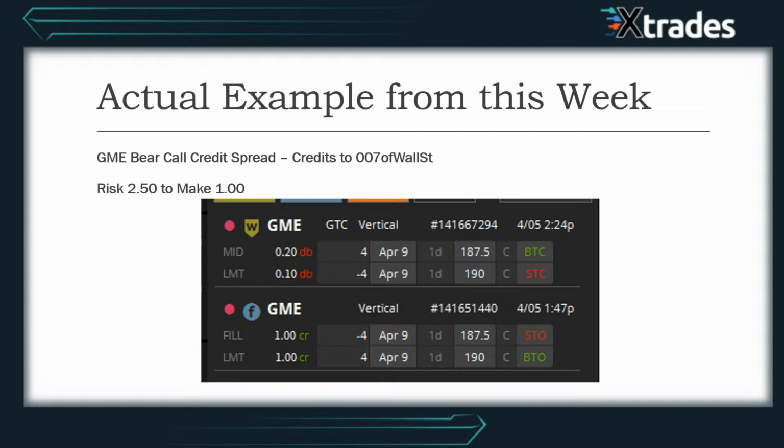So, actual example from 007. This is a bear call credit spread that he took on April 5th, which was Monday. So in this case, he did it on GME, and he did a total of 4, right? 4 contracts. So in this case, he sold to open the 187.5C, and then he bought to open the 190C, right?